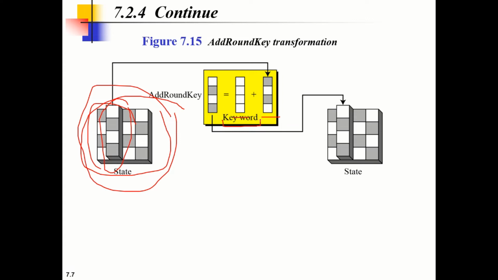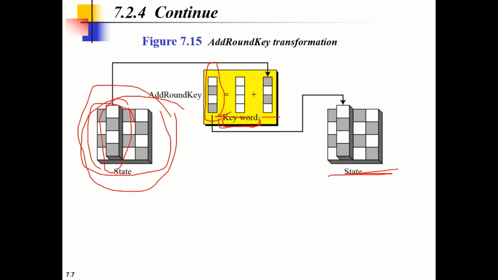We will discuss in later slides how we use this keyword. This is a word out of the given key, which is a 128-bit key, right? That process we'll discuss later, but right now you need to understand what this add round key transformation is. We'll perform this matrix addition operation over here, get this changed state, and this will be the result of it, right?